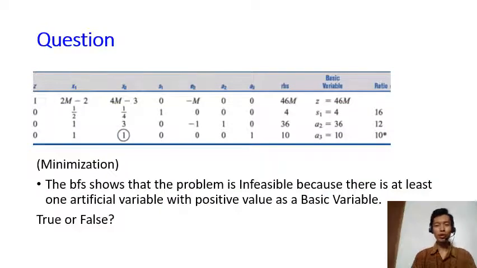Okay, so here's a question to check your understanding. Given a table of a BFS here, and then you are told that this problem is a minimization problem, the statement is that the BFS in the table shows that the problem is infeasible because there is at least one artificial variable with positive value as a basic variable. Is this statement true or false when you are given the BFS on the table? I will give you the answer after the pause on the video.